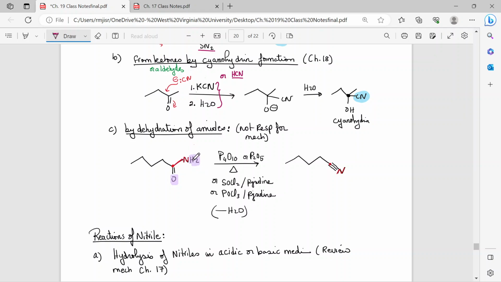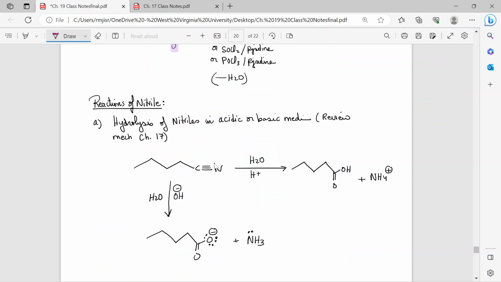You're going to lose 2 hydrogens from the nitrogen and then oxygen from the carbon. And you're going to form a triple bond between the carbon and the nitrogen. Again, we are not adding any carbons in here. We're just removing the water. There are 2 reactions of the nitriles that you are going to be responsible for.